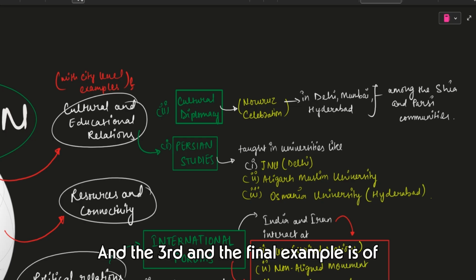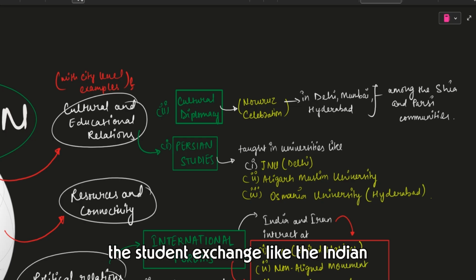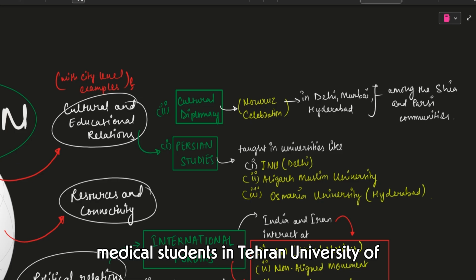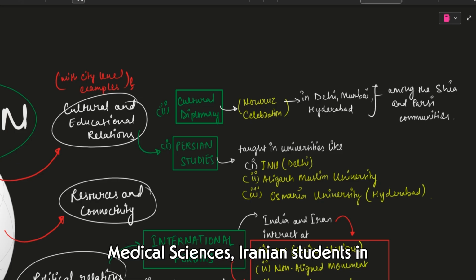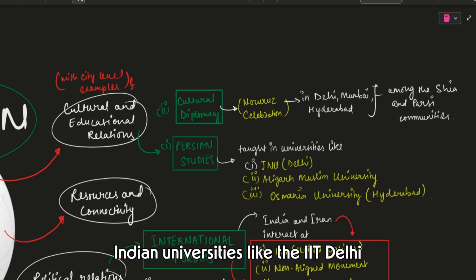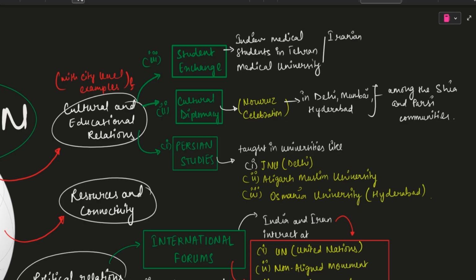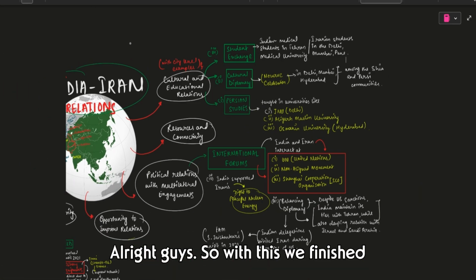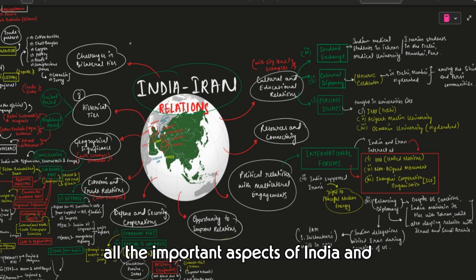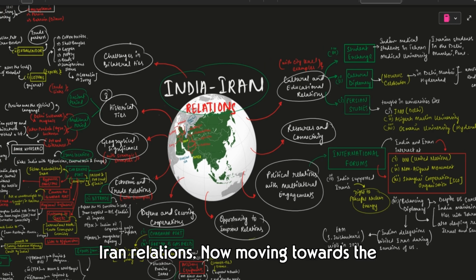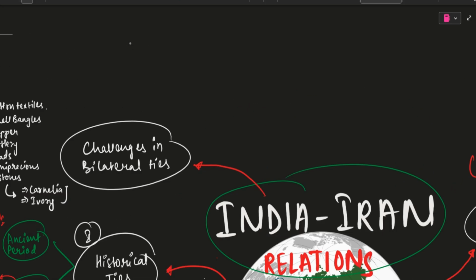The third and final example is student exchange, like Indian medical students at Tehran University of Medical Sciences, and Iranian students in Indian universities like IIT Delhi, Pune, and Hyderabad. Alright guys, so with this, we finished all the important aspects of India and Iran relations. Now, moving towards the challenges in bilateral ties.